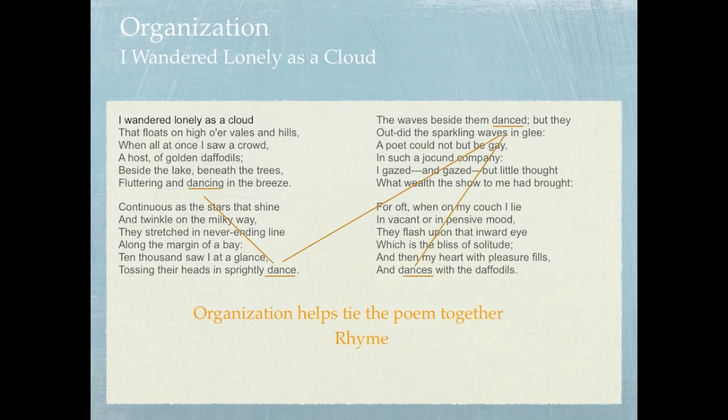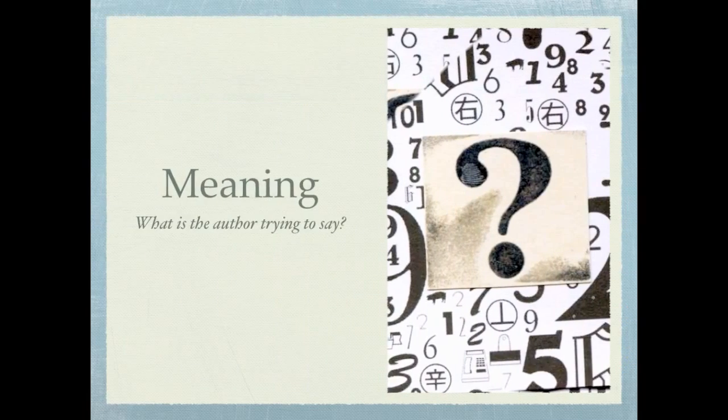So organization can be done by rhyme. It can also be done by repetition of images or ideas. And lastly, what is the author trying to say? What's the meaning? Every piece of work has a meaning to it. And it may be profound, it may be whimsical, it may be not very profound, and that's okay. But we want to understand, what is the author trying to say?